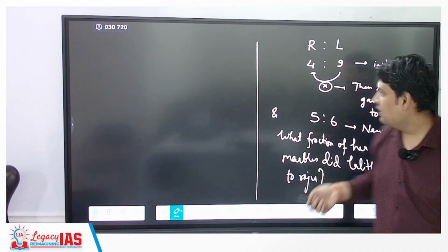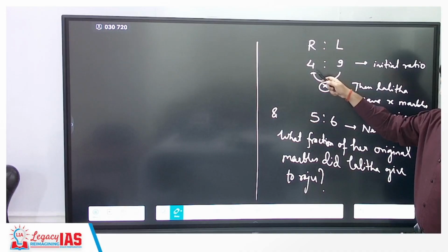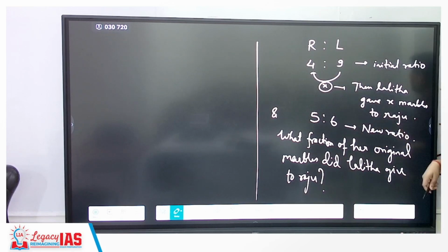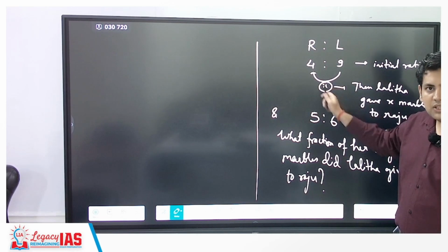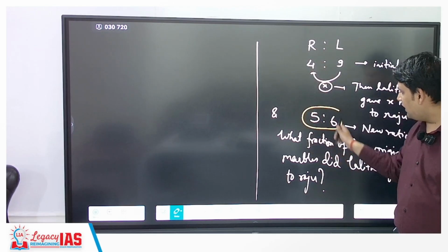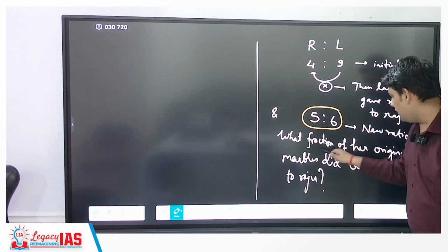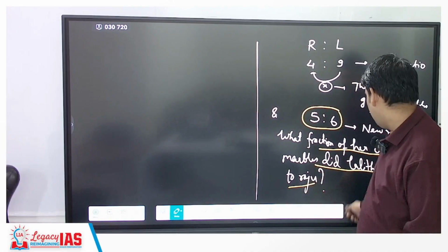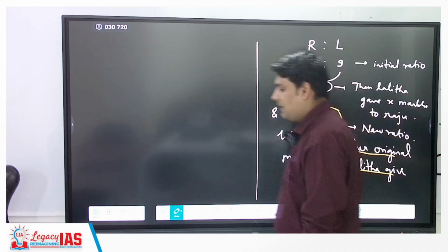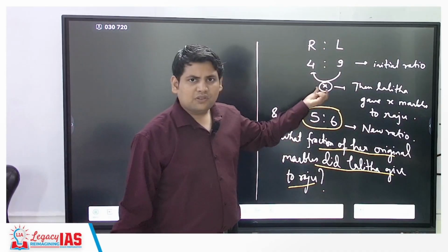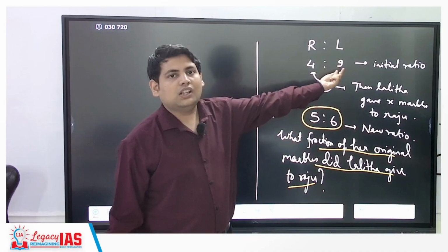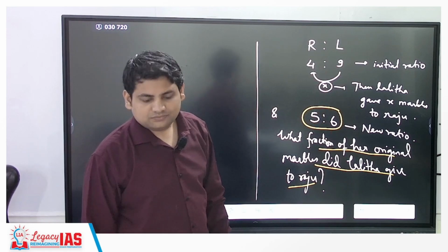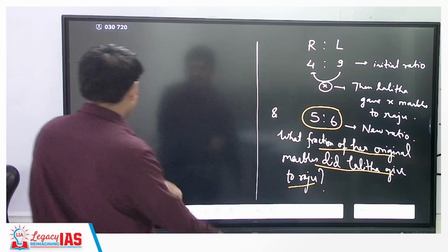After that, what happened? Lalita gave away X marbles to Raju. So Lalita lost X marbles, Raju gained X marbles. Correct? Now, after this transaction, the new ratio became 5:6. Now you are asked, what fraction of her original marbles did Lalita give to Raju? That is, X you need to find, and the total number of marbles that Lalita had, that you need to find, and their ratio you will take, you will get to the answer. Understood? Now, how to do this?